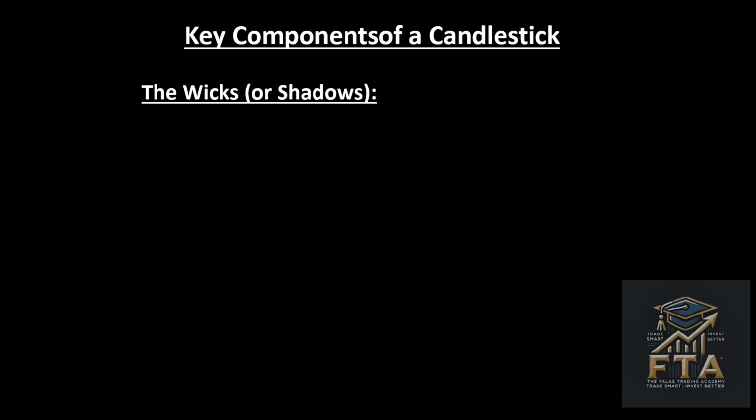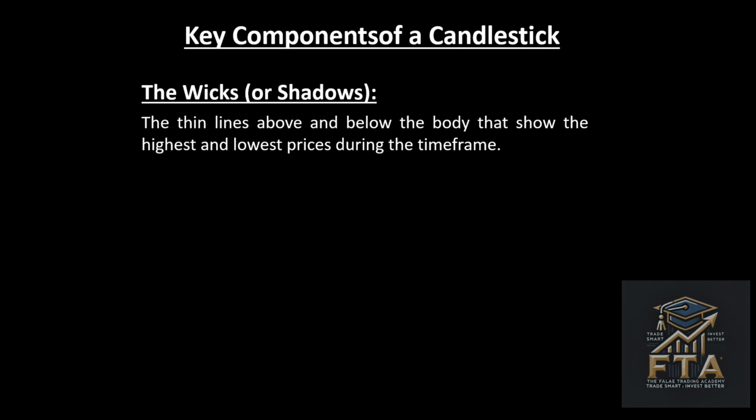The wicks or shadows. Wicks or shadows are the thin lines above and below the body that show the highest and lowest prices during the time frame. So we have an open and close price, and the wick above shows the highest point price went to before being rejected, and also the lowest point price reached before being pushed back up.